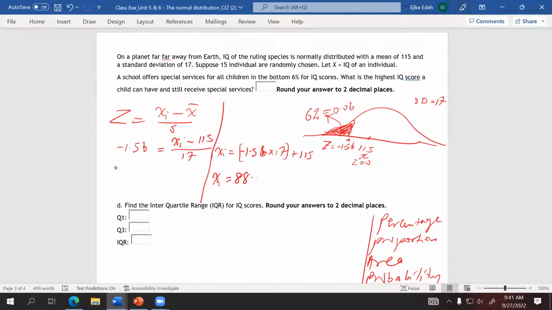Did somebody get something different from that? Anybody got something? Okay, and that makes sense, right? You expect an answer less than 115 because the middle is 115, and you're looking for a number at 6% on the lower end of that distribution. So this will be our answer for that question. Any concern about this one?